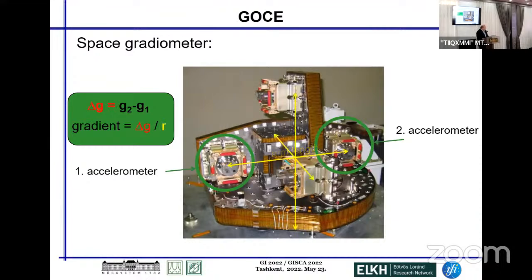In the case of the GOCE space gradiometer, we don't have two test masses, but six. Three pairs of test masses enable us to observe the gradients spatially in 3D, I would say. In that case, acceleration differences and gradients can be defined with the same homogeneity, with the same accuracy in the whole space. And this instrument was built into the GOCE satellite. Next slide.